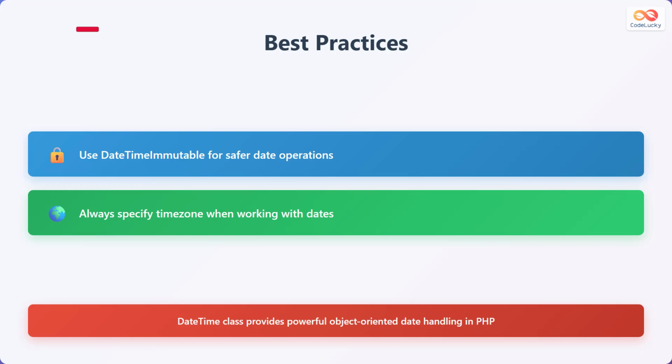Use DateTime Immutable for safer date operations. DateTime Immutable creates a new object when you try to change it. Always specify time zone when working with dates. It is very important to specify time zones when working with dates to avoid confusion and errors. The DateTime class provides powerful object-oriented date handling in PHP.